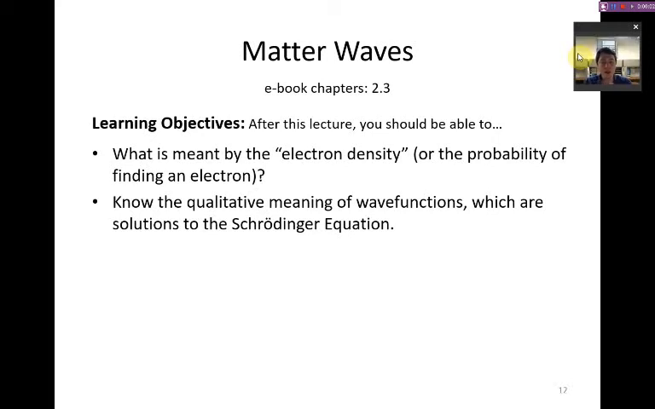Welcome back, everyone. In this video, we're going to look at ebook chapter 2, lesson 3, and we're going to be talking about matter waves. Or in other words, the fact that matter, similar to light, behaves both as a particle and as a wave. We're going to use this to address the question of where the electrons are in an atom.